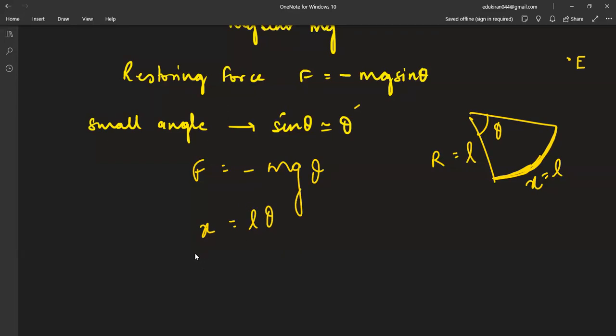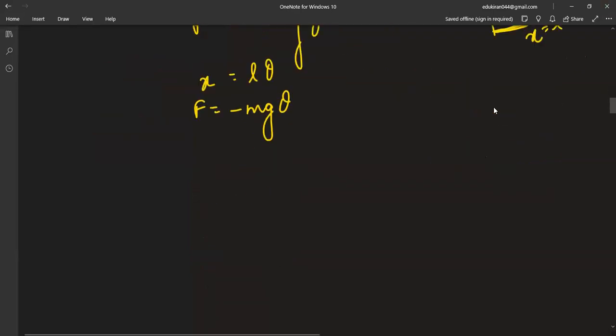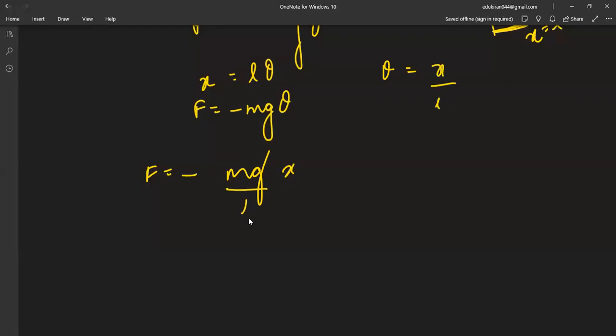So F is equal to minus mg theta. When you are writing F is equal to mg theta, the constant term that is acting over here is equal to, see, minus mg. For theta, I can write it as x by L. So this becomes x by L. Look, F is equal to minus kx. Proven?